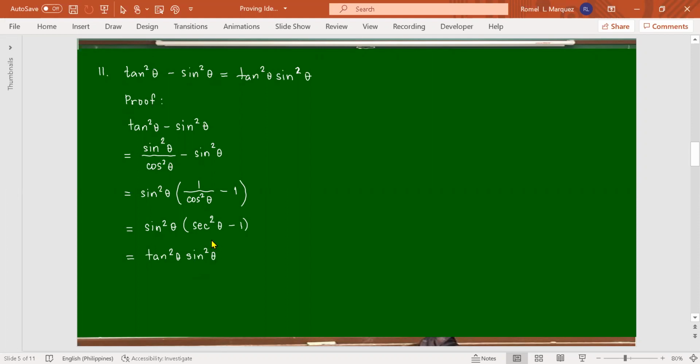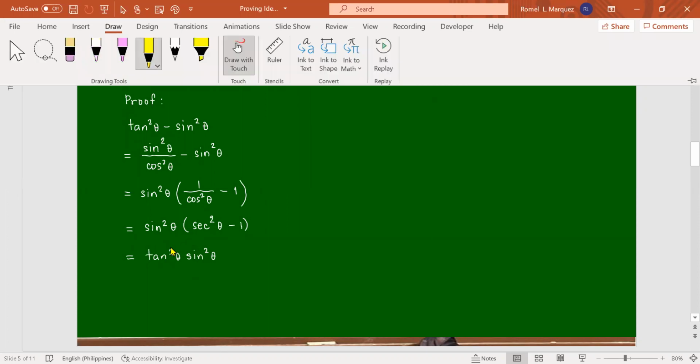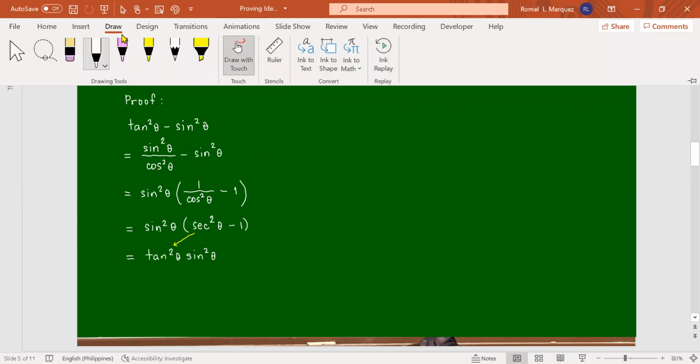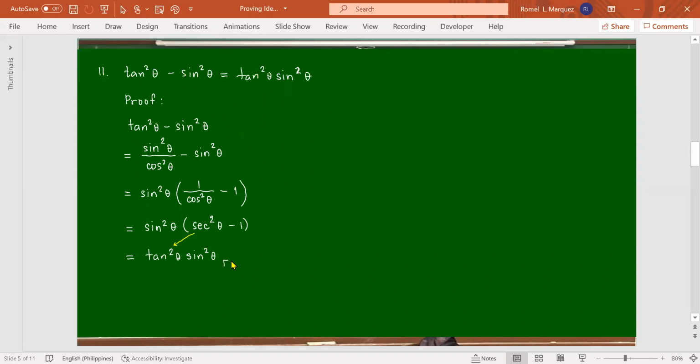Product is commutative, so arrangement of factors is not important. So again, this is tangent squared theta, then times sine squared theta. So giving what? The right side. Okay? So that's it.